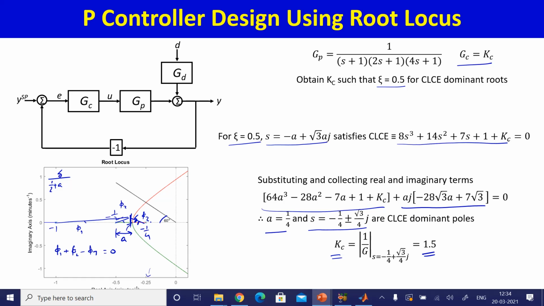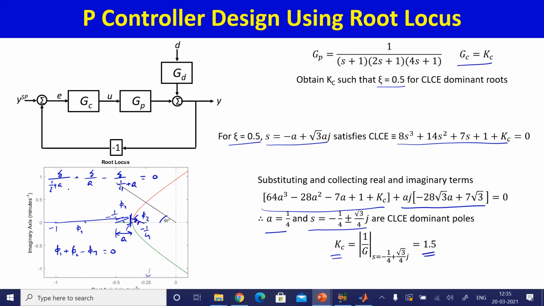Phi 2 will be plus delta over a, and phi 3 will be the distance from here to here, which is 1 by 4 minus delta over 1 by 4 plus a. This should be equal to 0.